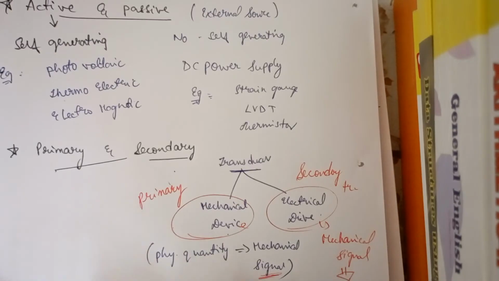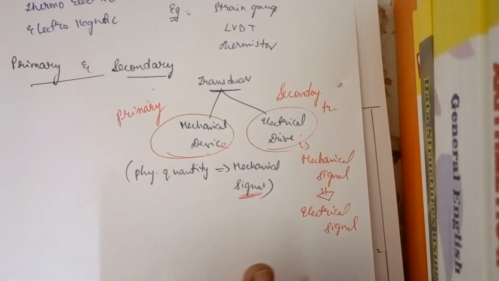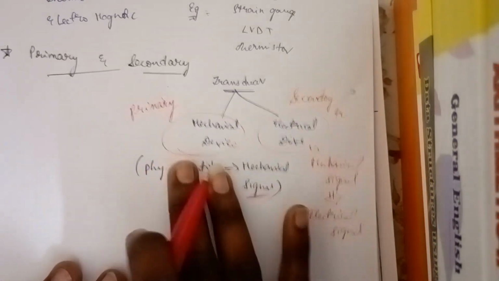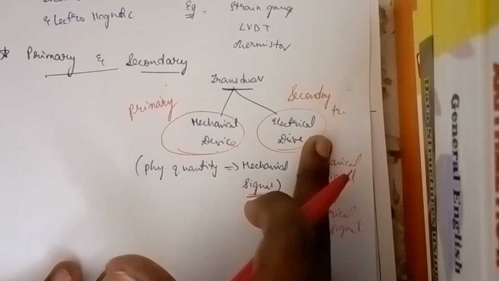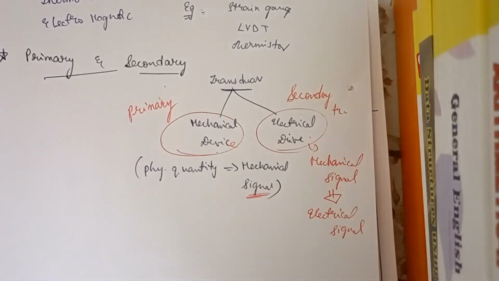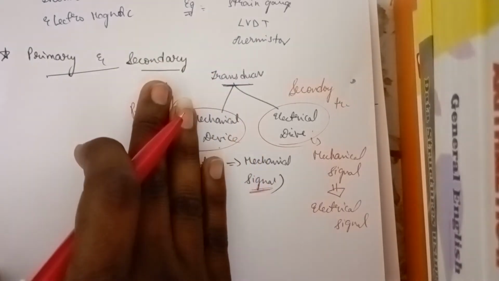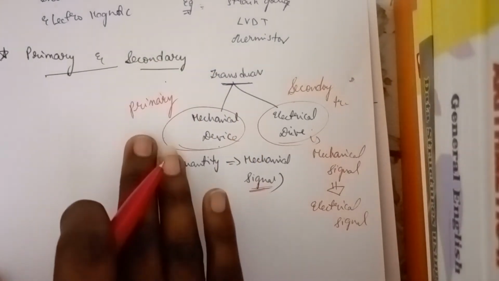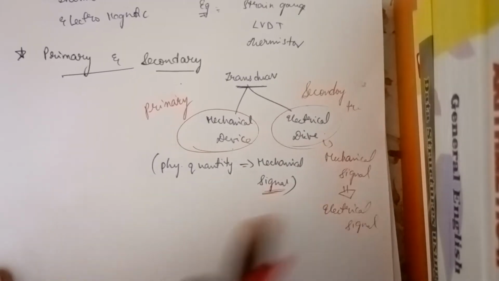Okay, so the main important type is the primary and secondary transducers, because for a secondary transducer we first need a primary transducer, because we need a mechanical signal. In secondary transducers, the mechanical signal is converted into an electrical signal. So this is the second type of classification of transducers, that is primary and secondary. The major difference is that primary takes a physical quantity, whereas secondary takes a mechanical signal.